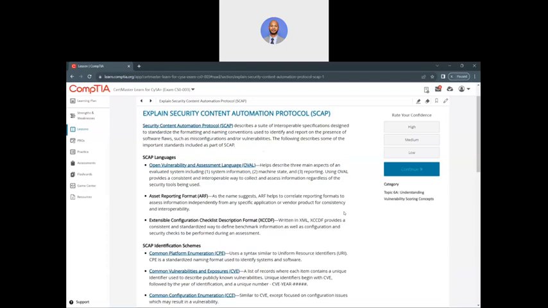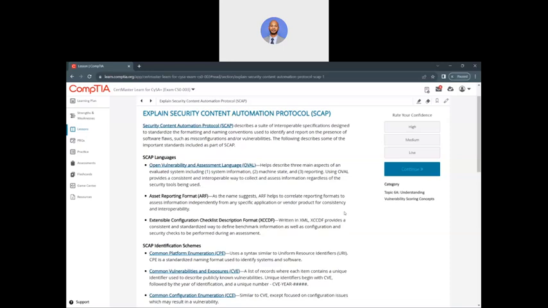Another we have is the Asset Reporting Format. It helps correlate reporting formats to assess information independently from any specific application or vendor. Just like OVAL, ARF is another way to ensure that there isn't any proprietary tool that cannot understand certain outputs of vulnerability assessments, and that users across the board, no matter which tool is being used, are saying the same thing.